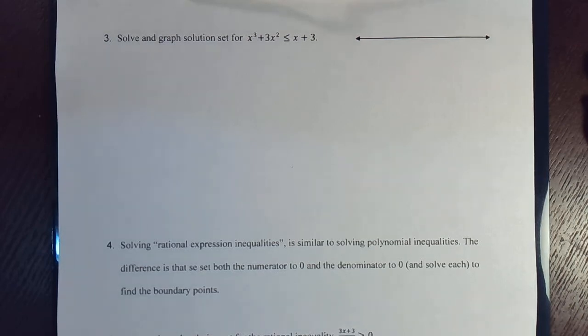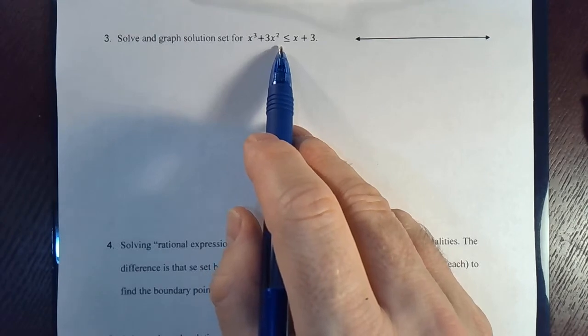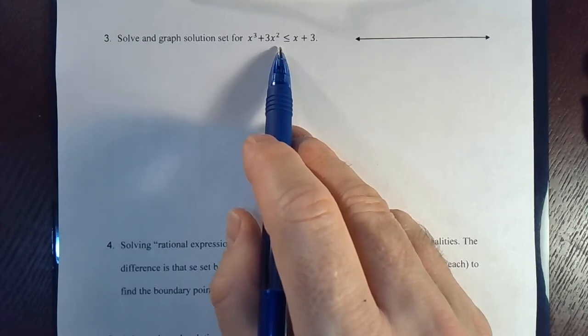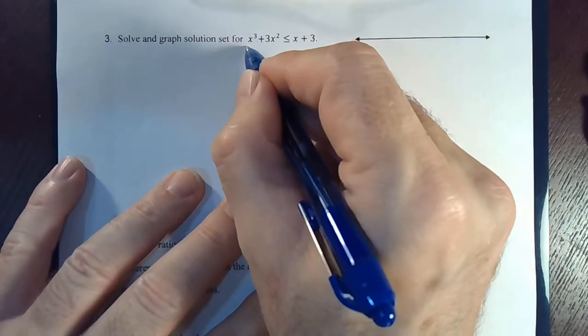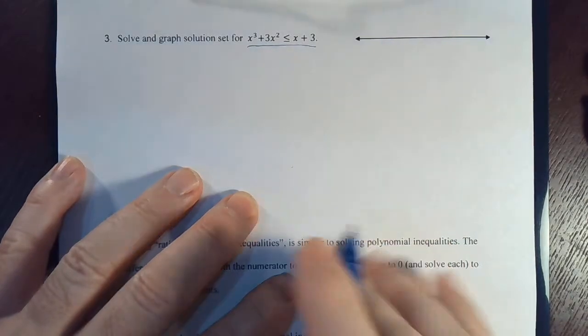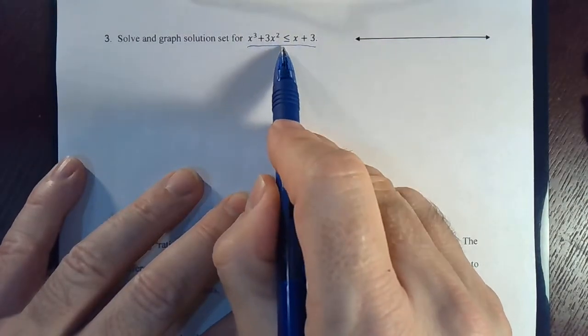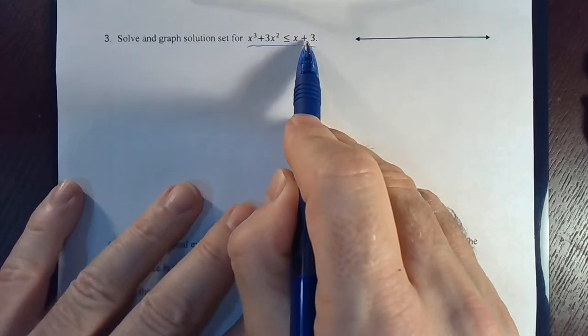Let's do one more example of a polynomial inequality, and then we'll jump into the rational inequalities. All right, so here is our inequality. Well, we need to get 0 on one side, so I'm going to subtract x from both sides, and I'm going to subtract 3 from both sides to get 0 over here.